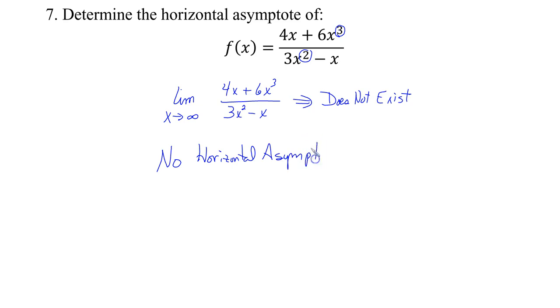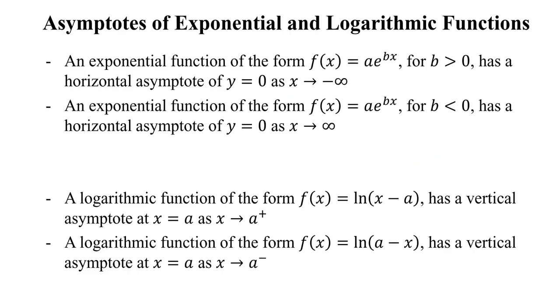And so we would be done with that problem then. Okay, so if the degree in the numerator is larger than the degree in the denominator, that infinite limit does not exist, and therefore we say that there's no horizontal asymptote. All right. So we have a couple of just different types of functions.